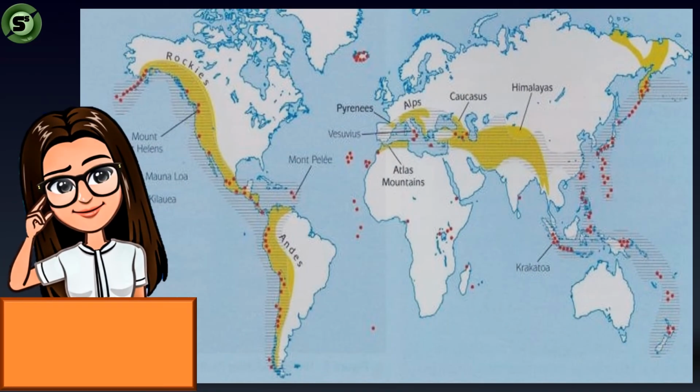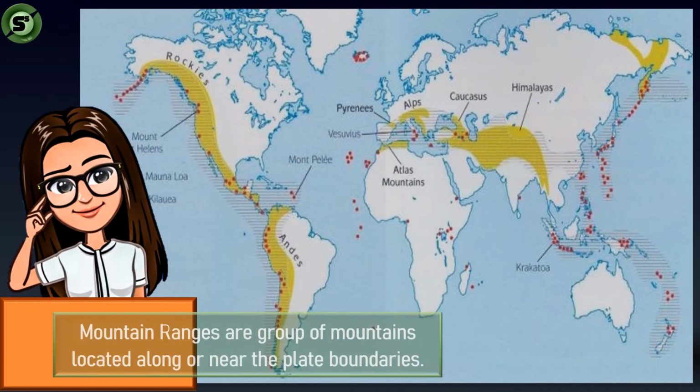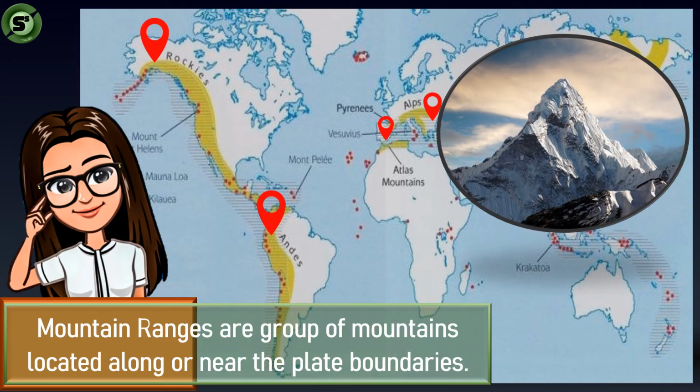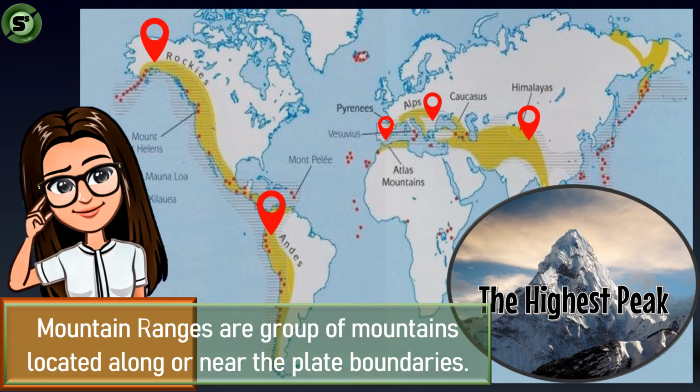These maps show the major mountain ranges of the world. Mountain ranges are groups of high mountains usually found along the plate boundaries. Here are some of them and their location. The North American Rockies, the Andes, the Pyrenees, the Alps, the Himalayas. The Himalayas is where Mount Everest belongs. Mount Everest is the highest mountain above sea level with the elevation of 8,848 meters. It is located at the borders of Nepal and China.